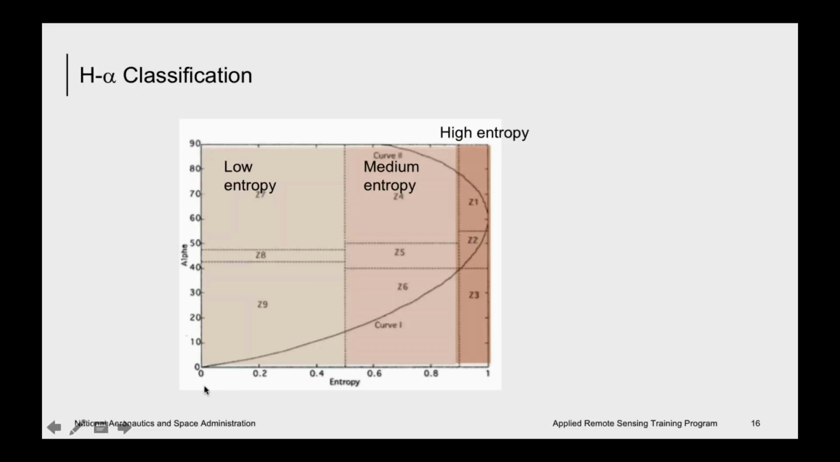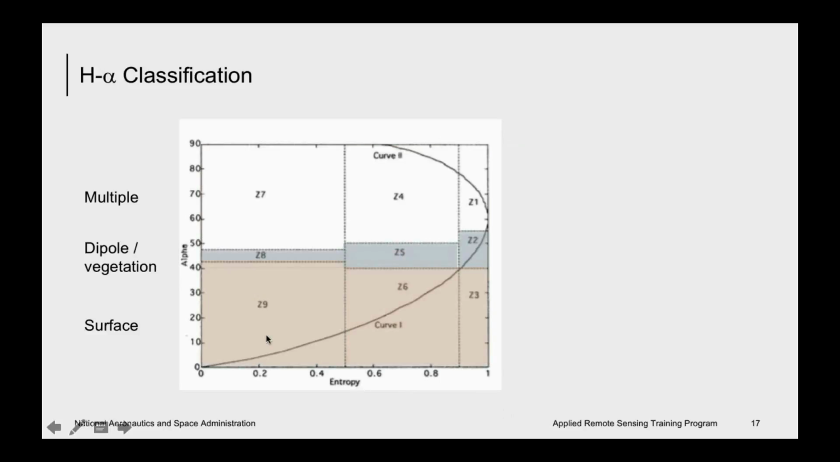So for entropy, entropy is on the x-axis. And again, we have values ranging between 0 and 1. You have 3 regions. It's very straightforward: low, medium, and high entropy. Then if you move to alpha, you also have 3 regions: surface, dipole or volume, and you have multiple, which is a dihedral or a double bounce.